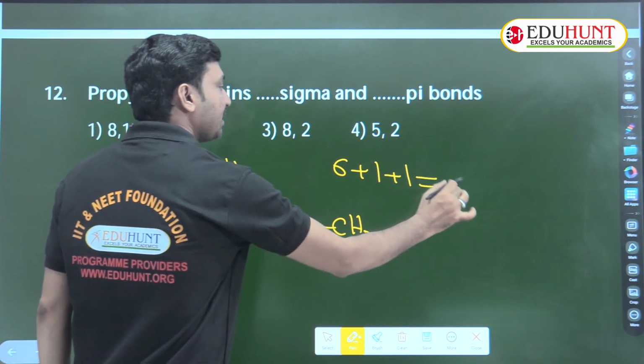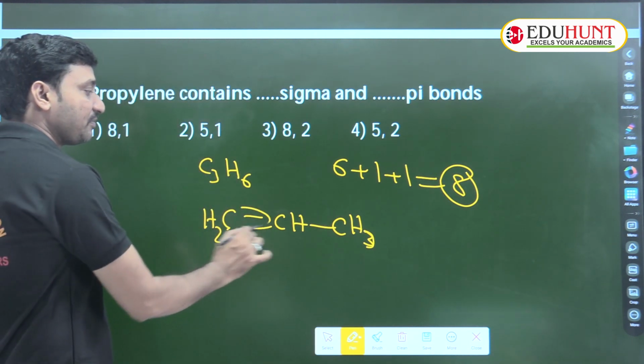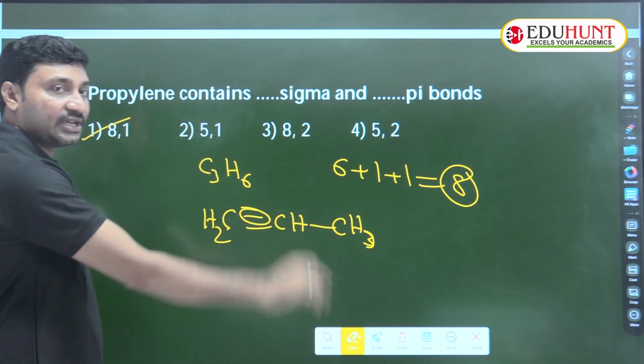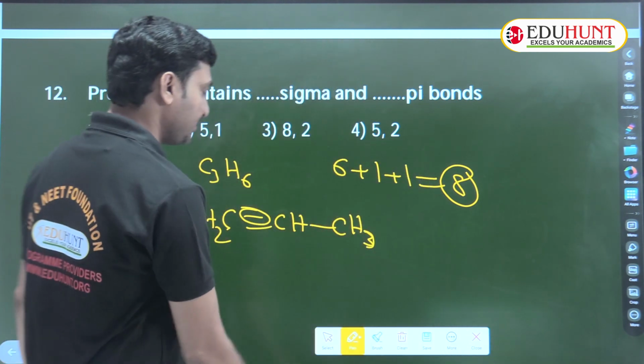Total how many sigma bonds? 8 sigma bonds. And pi bonds, only one pi bond. So the right answer is 8 and 1. 8 sigma bonds and 1 pi bond, right?